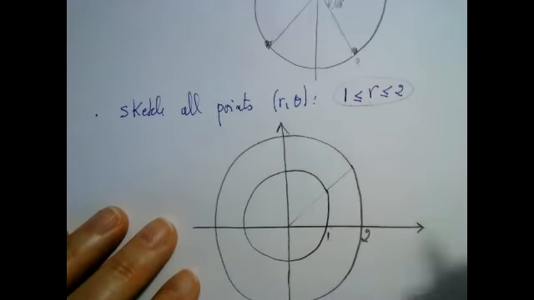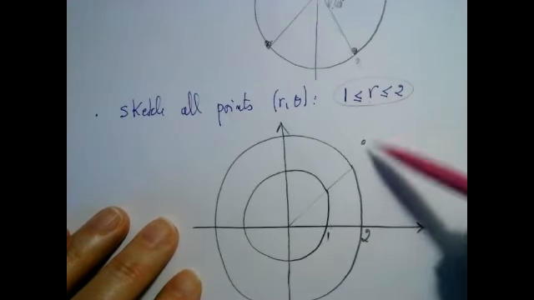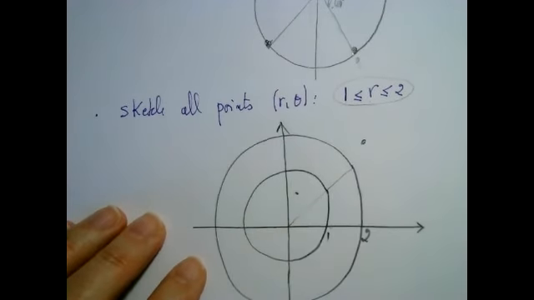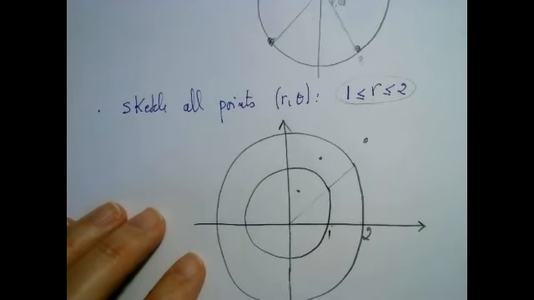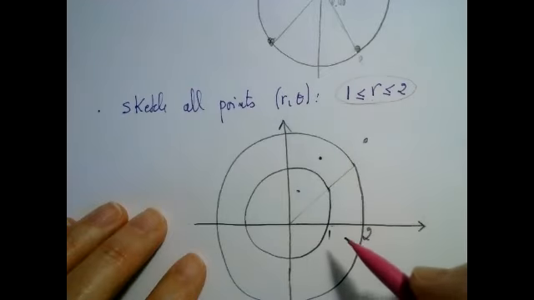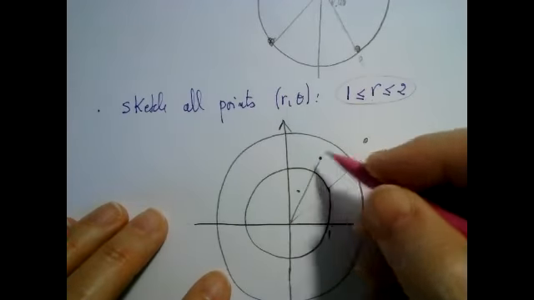So if this is 1 and 2, I'm going to ask you a question. If I take a point here, does this point satisfy this condition? Yes or no? No. If I take a point here, does it satisfy this condition? Yes or no? If I take a point here, no. Why not? If I take this point, does it satisfy the condition? It means is the r, the distance, between 1 and 2.